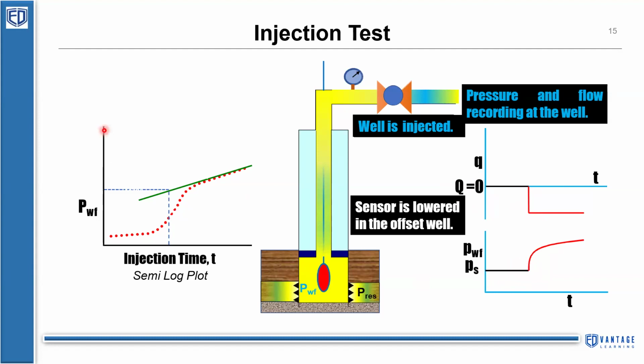The same thing from an injection well test, you have a semi-log plot for PW versus log time, injection time. So from the MTR region of the injection plot, you can monitor your permeability and skin factor.